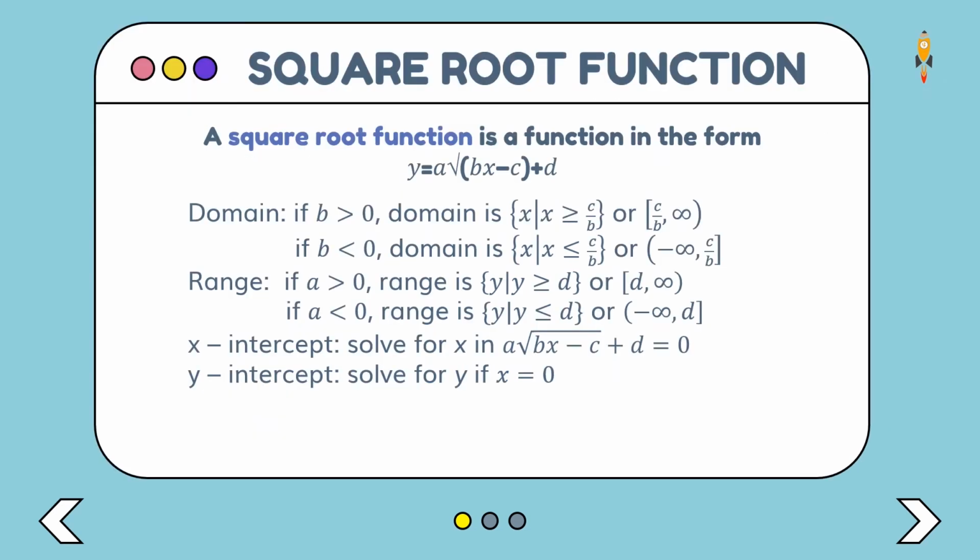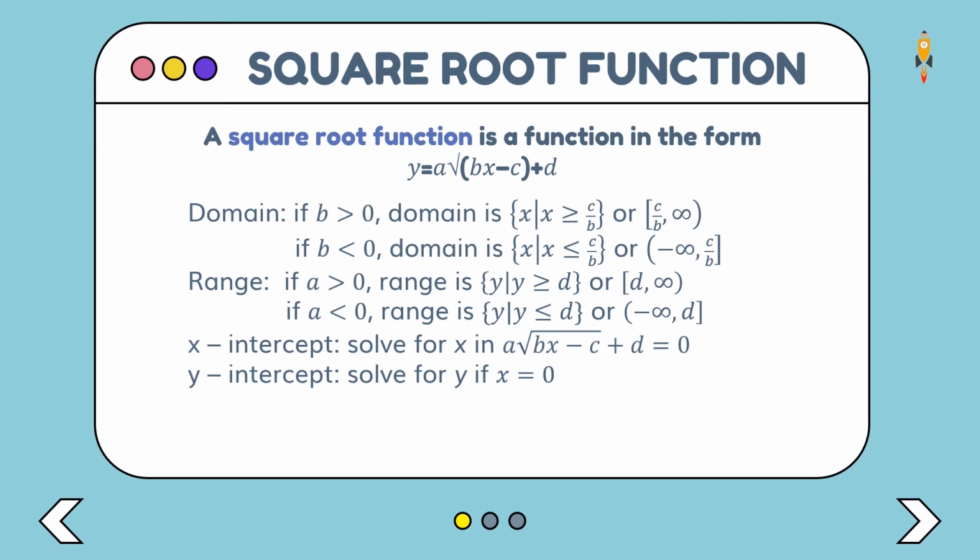Square root function. A square root function is a function in the form y is equal to a times the square root of bx minus c, plus d. Domain. If b is greater than 0, the domain is the set of all values of x such that x is greater than or equal to c over b, or c over b to infinity. And if b is less than 0, the domain is the set of all values of x such that x is less than or equal to c over b, or negative infinity to c over b.